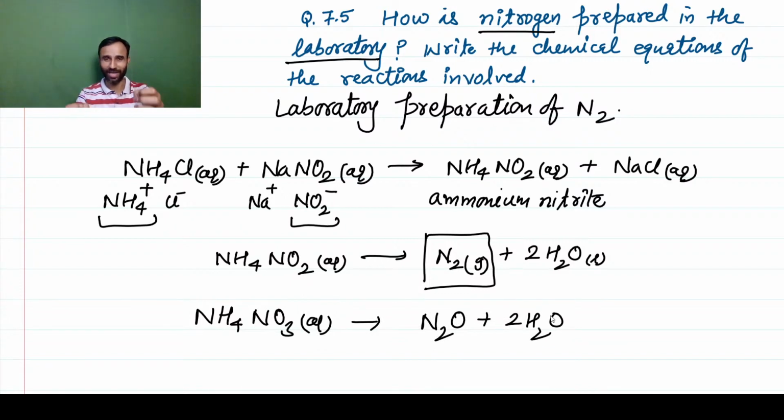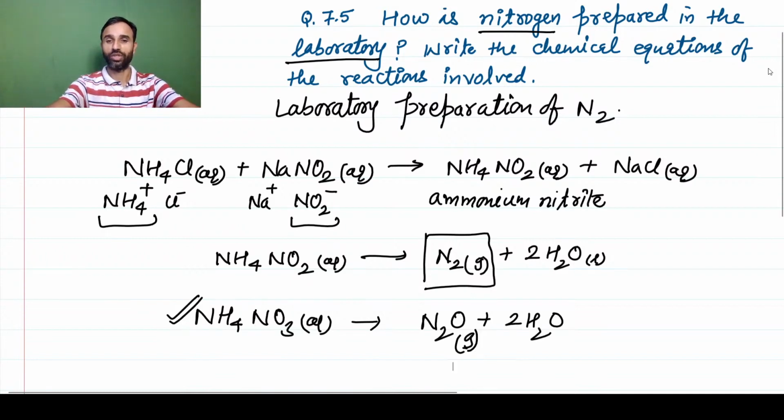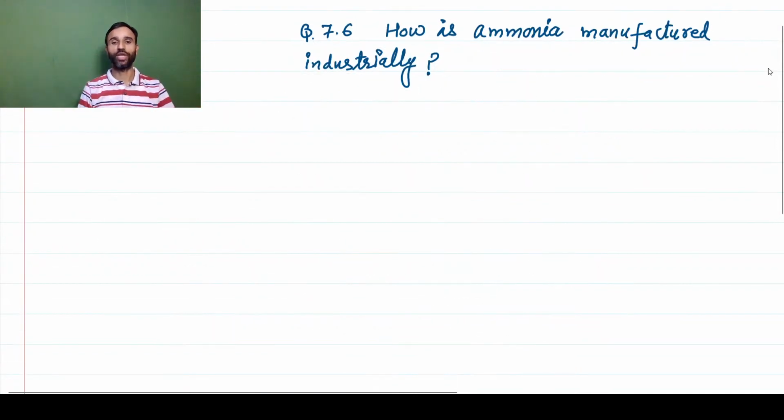Very simple. They are actually connected to each other. That's why I write here. Sodium nitrite gives nitrogen gas and ammonium nitrate gives nitrous oxide. Okay. Now, next question. Question number 7.6.